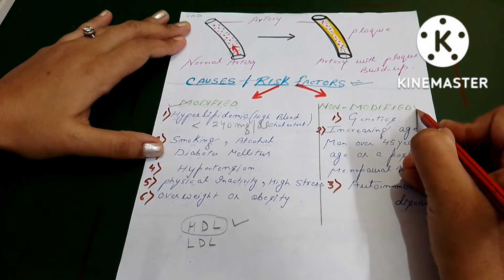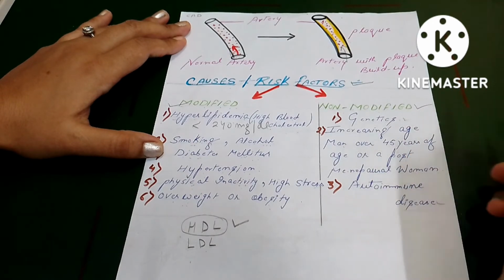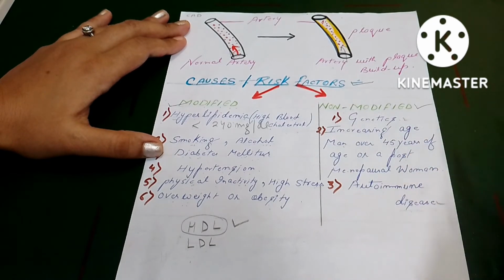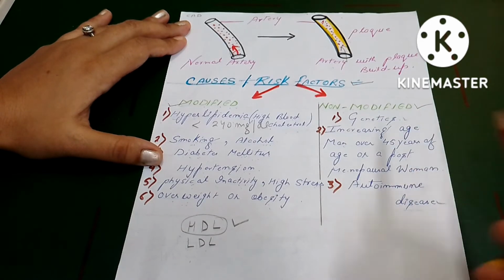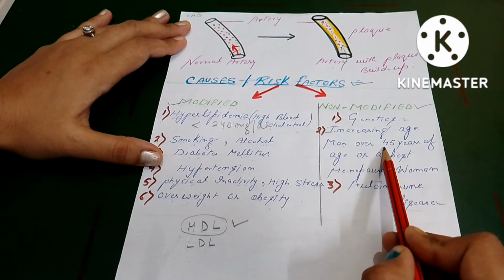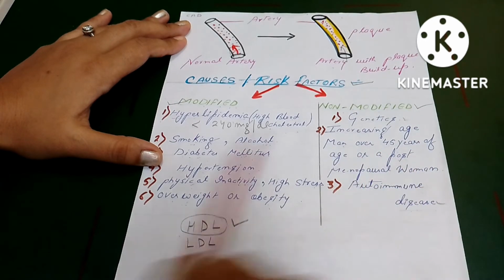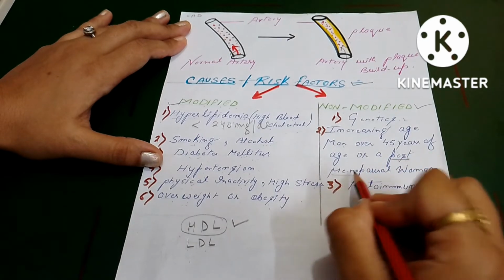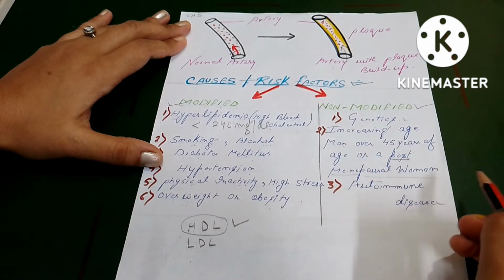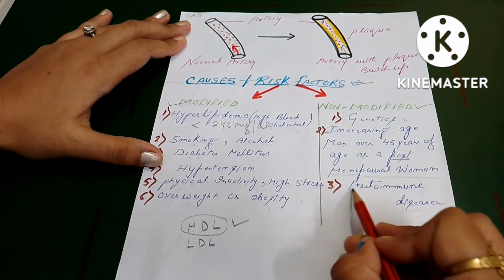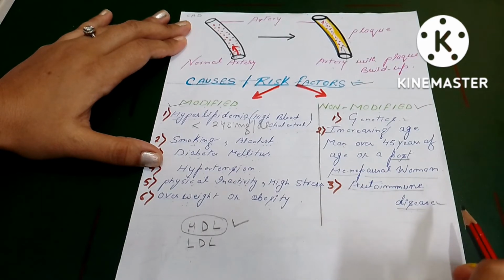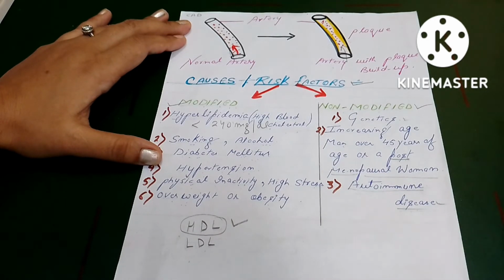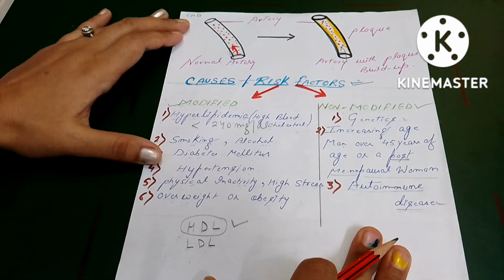Non-modifiable factors are those not in our control, such as genetics. In genetics, heart diseases can travel from family to family. It is a hereditary problem. Then increasing age: in men after 45 years, and in women, mainly post-menopausal women, after 40 years. And autoimmune disease, in which our own antibodies attack our own cells. So these are our risk factors.